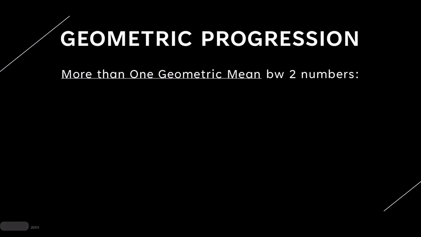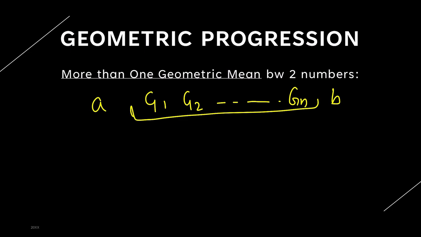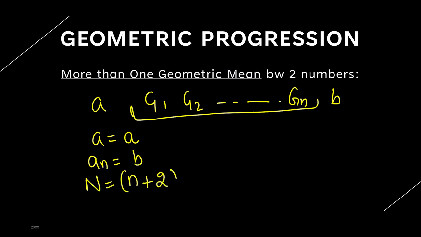Now, they have given you two numbers A and B. Suppose there are n geometric means between these two numbers. How are you going to do it? If you know it from the last video, our first term is A, our nth term is B, and the number of terms in this series is n plus 2. This is what we understood in arithmetic mean. Why are there n plus 2 terms? Because there are n geometric means, plus A is there and plus B is there.